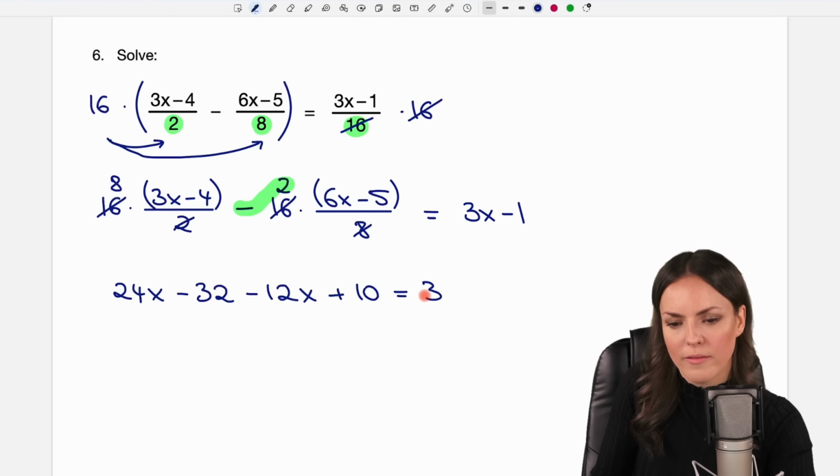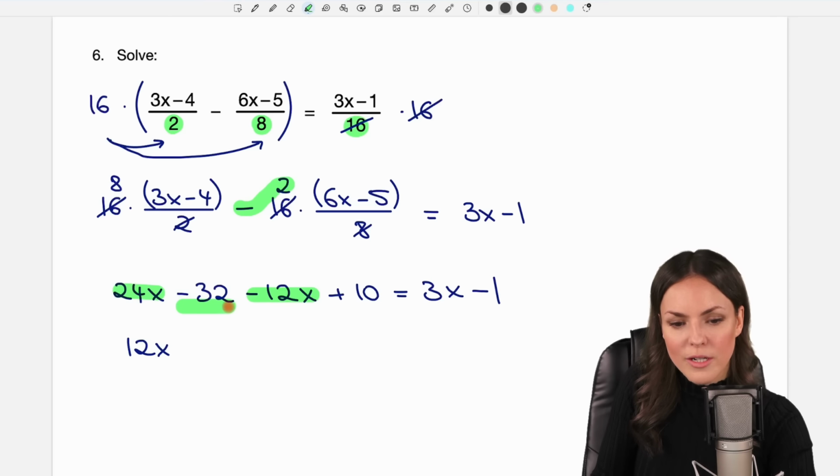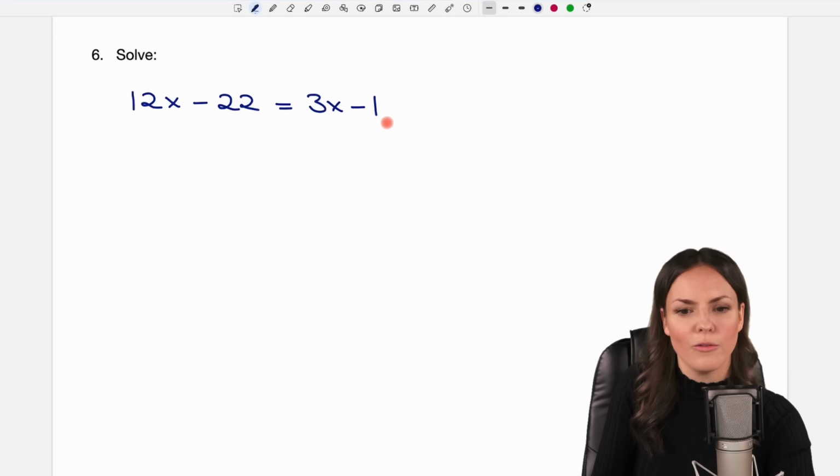And on the other side, we have our 3x minus 1. Let's simplify it a little bit. We have 24x minus 12x, which equals 12x, and negative 32 plus 10 equals negative 22, and on the other side 3x minus 1. I wrote this down on the next page again, and we still solve for x.